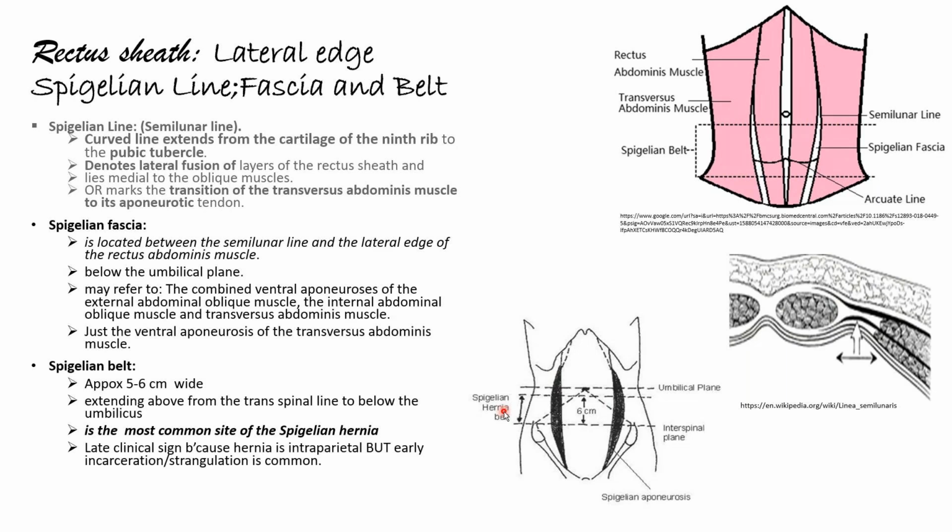And this line denotes the lateral fusion. What does it denote? See this. This is the line. What is it denoting? It is denoting the lateral fusion of the layers of the rectus sheath. That means the anterior and posterior rectus sheath are fusing here. That denotes the semilunar line.